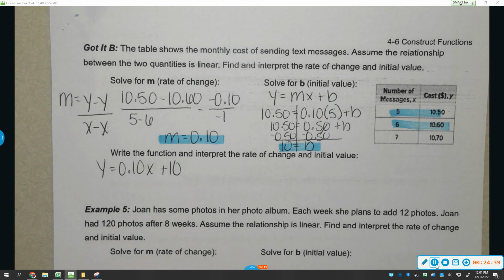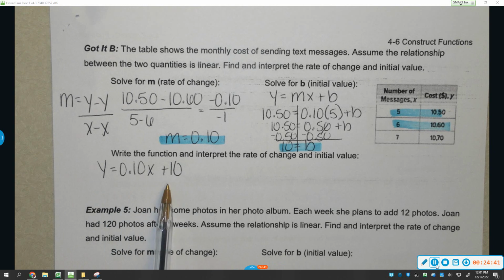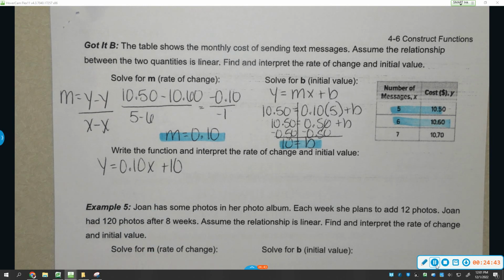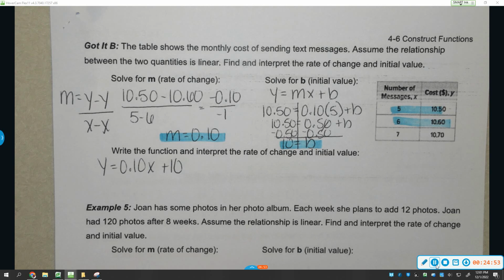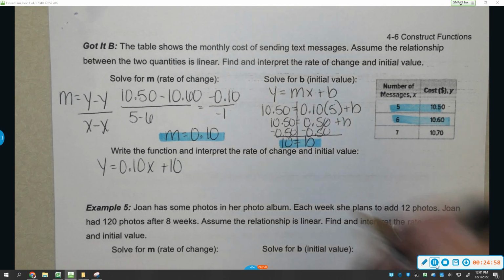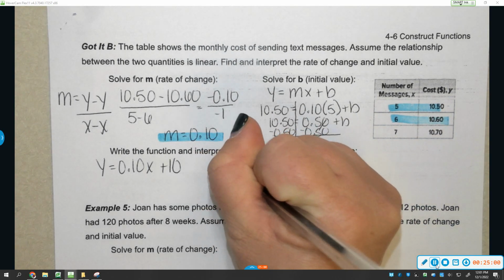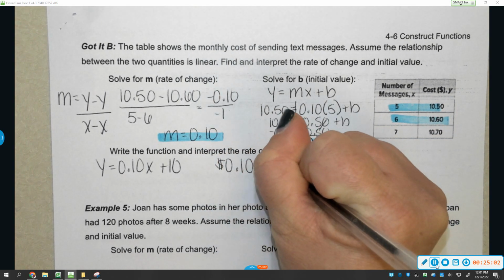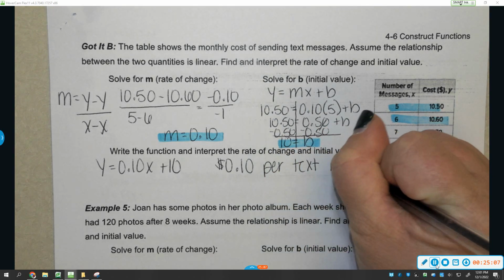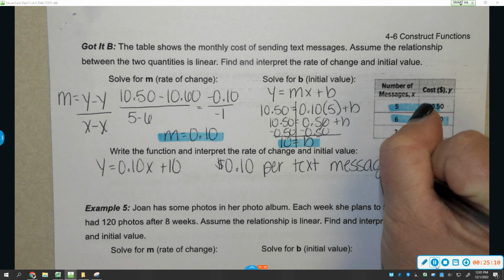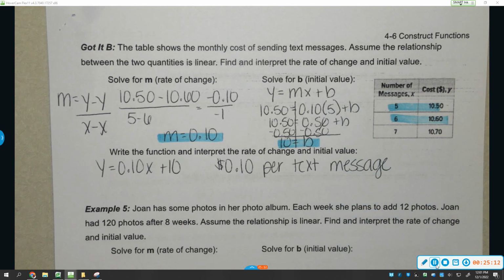So now let's interpret what these mean. Does anybody want to take a guess at what either one means? Again, it's talking about a monthly cost of sending text messages. Tyler? For every text, it's 10 cents. All right, perfect. So the rate is 10 cents per text message. That's how much they charge per text message.